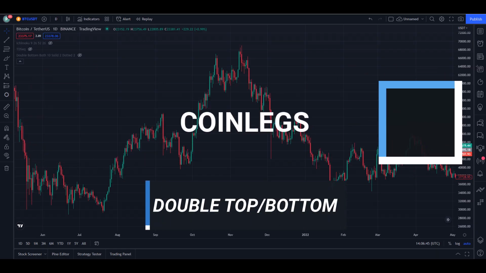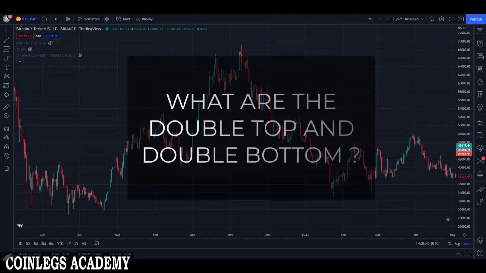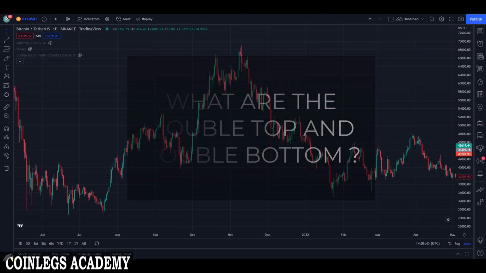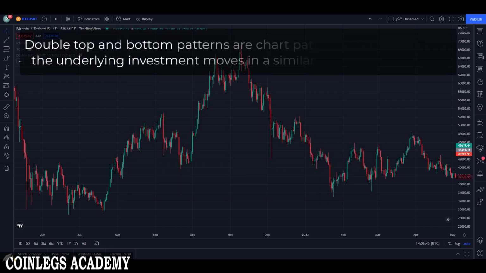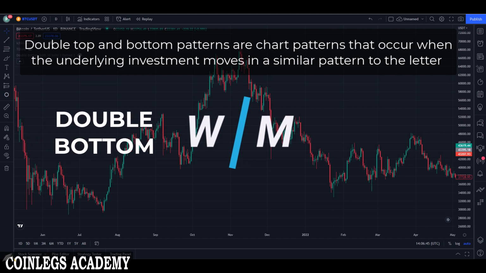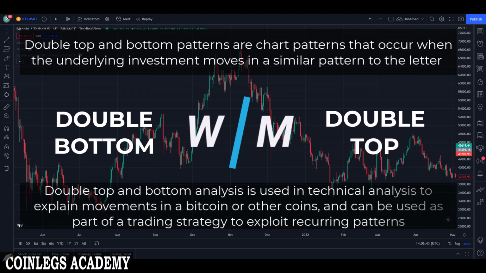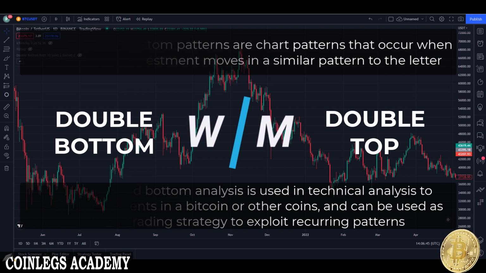Today we are going to learn how to use double top and double bottom formations. What are the double top and double bottom formations? Double top and bottom patterns are chart patterns that occur when the underlying investment moves in a similar pattern to the letter W, double bottom, or M, double top. Double top and bottom analysis is used in technical analysis to explain movements in a Bitcoin or other coins, and can be used as a part of a trading strategy to exploit recurring patterns.